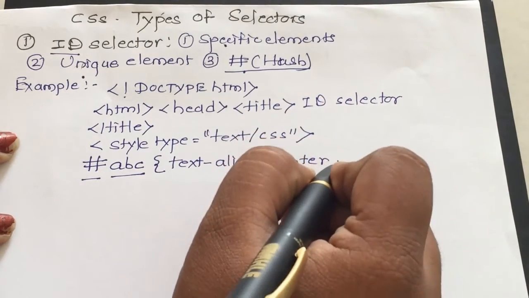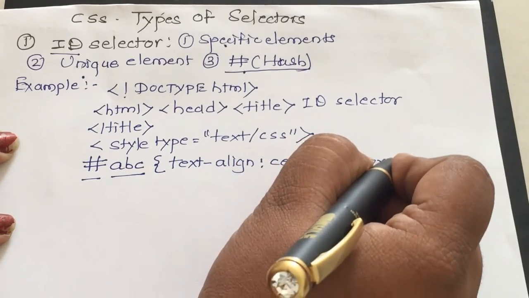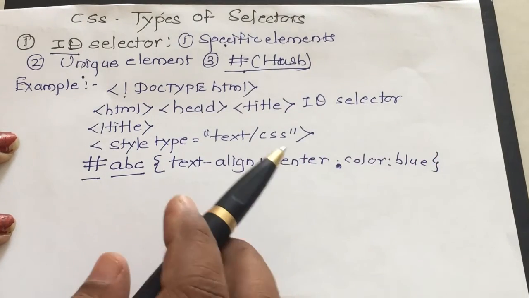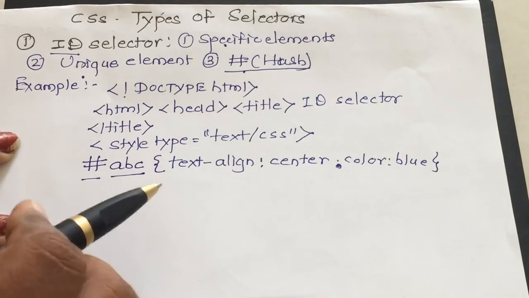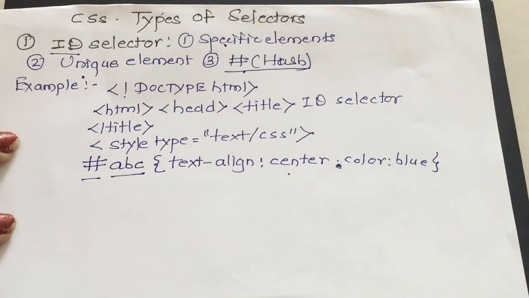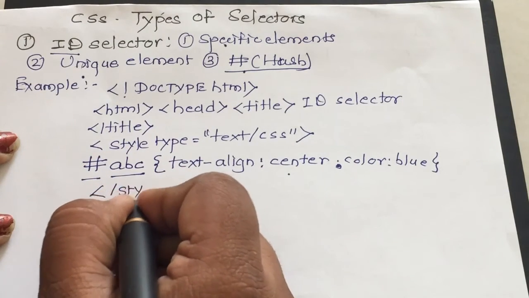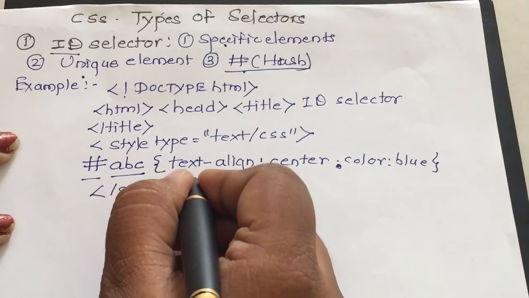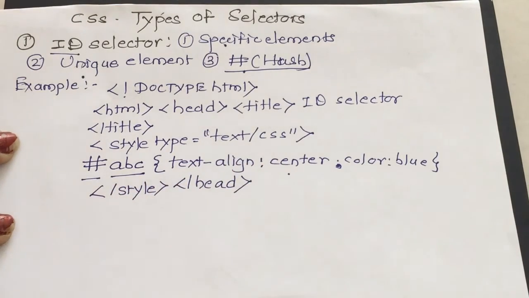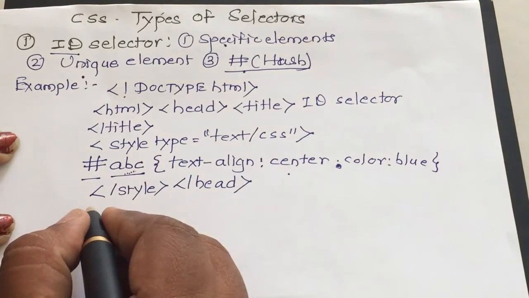And the second thing, suppose I want to define the color as blue, so I will write color as blue. So these are the two properties which I have defined. The first one is alignment as center, and the second one is color colon blue. Then after that, close it with slash style and then close it with slash head. So here your first section is over. Now here I have defined ABC as a selector name, the ID name.